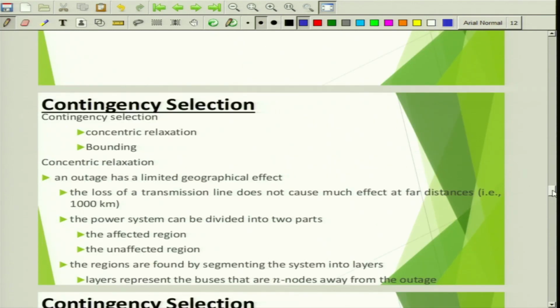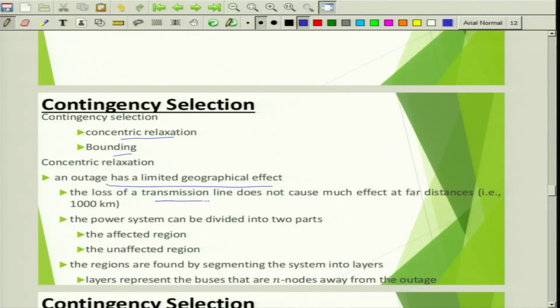And there is something called contingency selection. There are 2 methods, concentric relaxation and bounding. So what we are doing is, an outage has a limited geographical effect. This is another approach. It is not that an outage happening in North India will cause a critical issue in South India, something like that. So it has some geographical limitations and boundaries also. That means the loss of a transmission line does not cause much effect at a far distance, that is 1000 km away, because the system is not so weak, right.